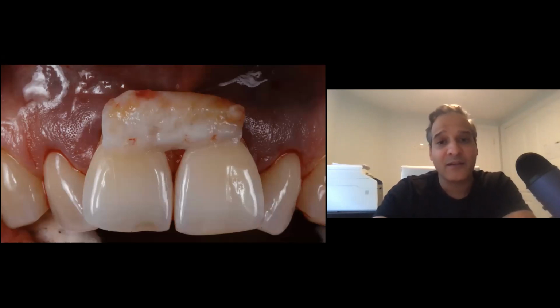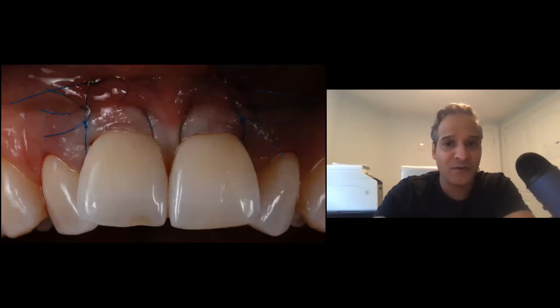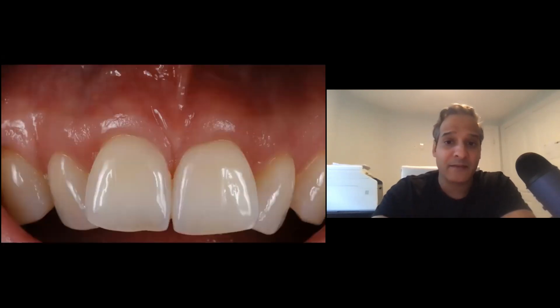And she said, yeah, it's okay. I understand the risk. I'm not going to go through braces. And we did the graft. So the graft is tunneled, secured. We had sutures in place, sling sutures and apical mattress because of the positioning of the teeth. And this is the post-op.